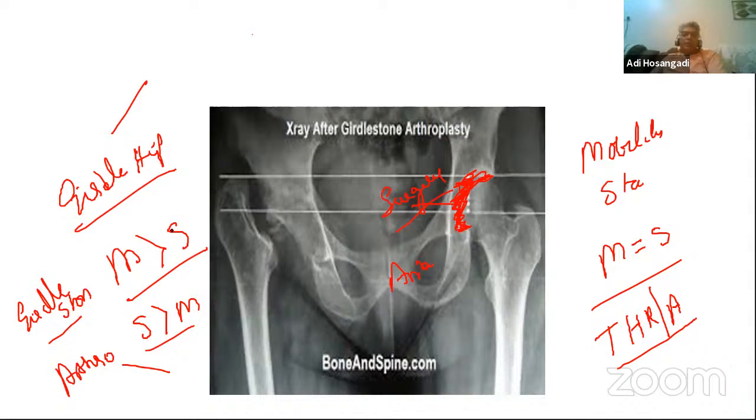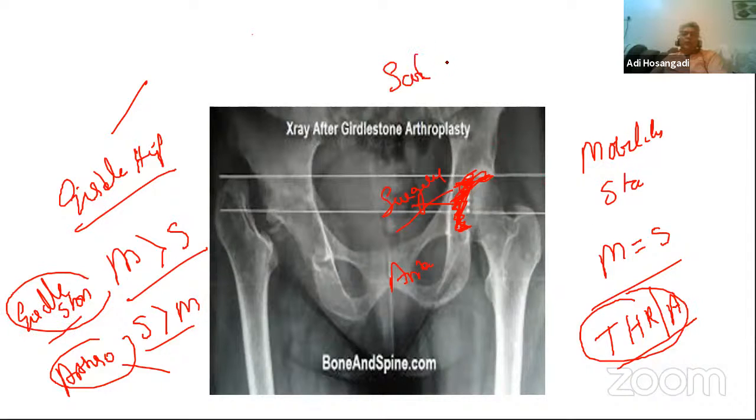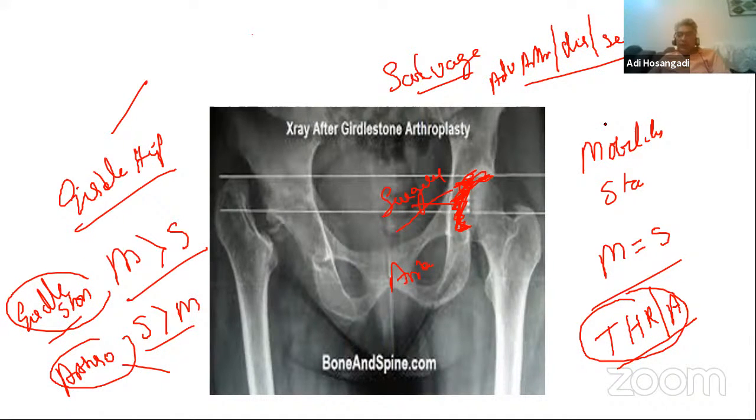All these three options, arthrodesis, Girdlestone arthroplasty, and total hip replacement, are salvage operations, where the joint is destroyed beyond repair. These are used in the stage of advanced arthritis, or stage of dislocation, or stage of sequelae. Okay, remember these three procedures, right?